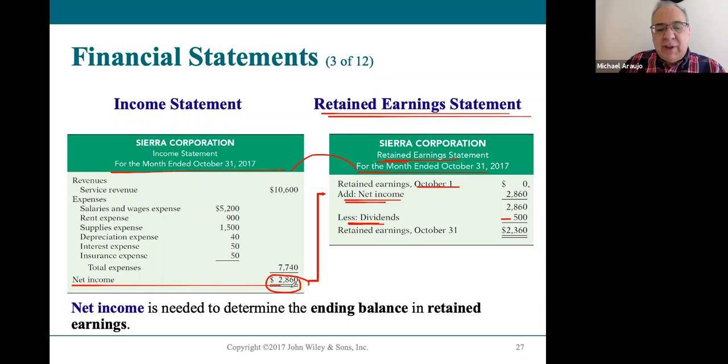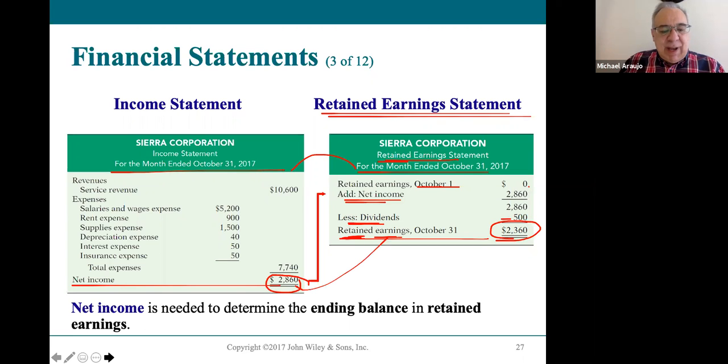So of this profit, how much is being kept in or retained? 2,360. The difference between the net income and the dividends is being kept in or retained. Again, the word retained is to keep in. The word earnings is profit. So retained earnings, retained profits. Okay.